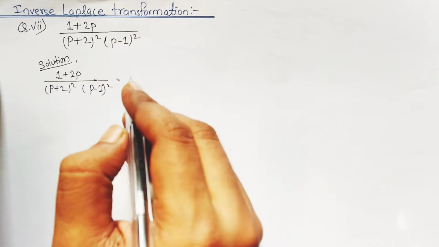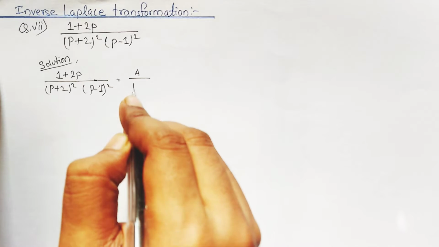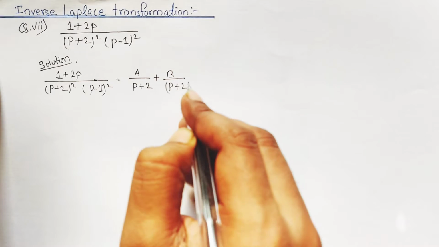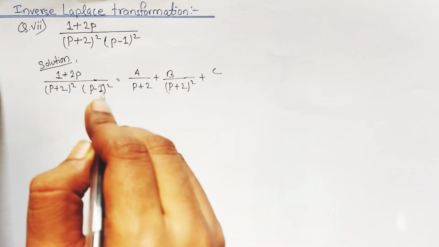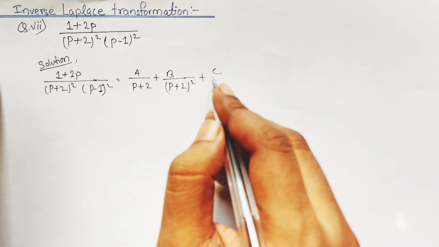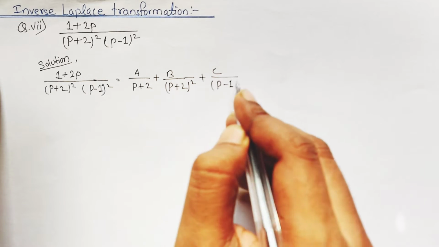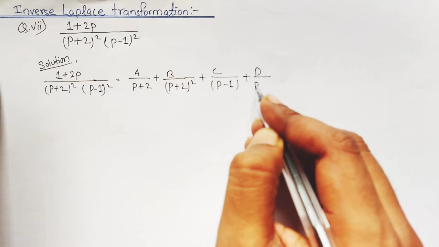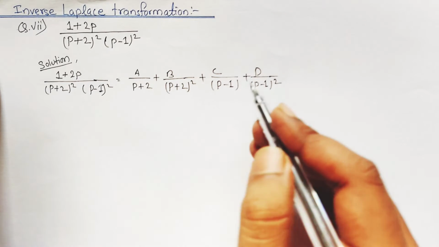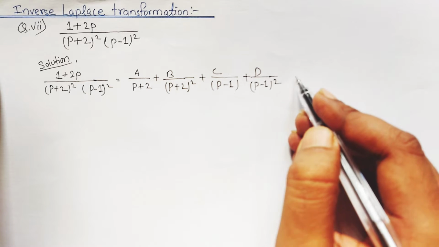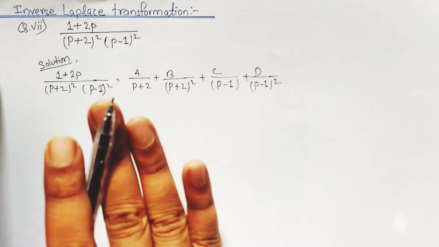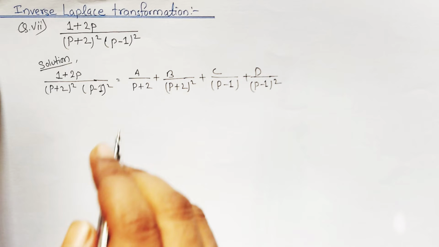See, we have (p + 2)^2, so we are going to write it as A upon (p + 2) plus B upon (p + 2)^2. Here again we have (p - 1)^2, so we are going to write C upon (p - 1) plus D upon (p - 1)^2. If it were a cube, then we would have to add one more term, plus E upon (p - 1)^3. We have to proceed from power 1, 2 and then up to 3, if the power were 3.